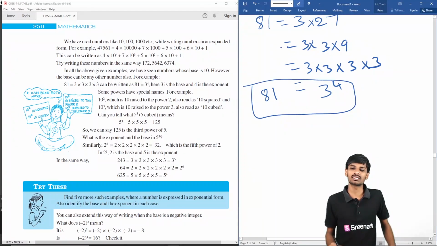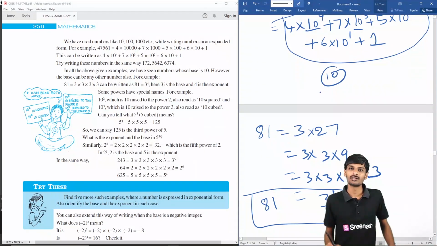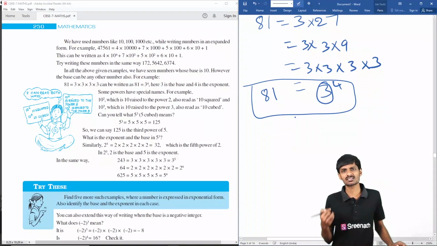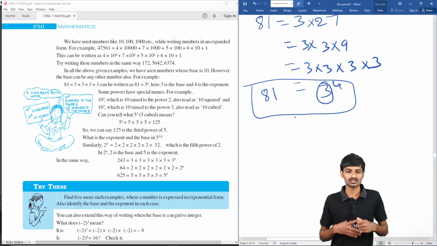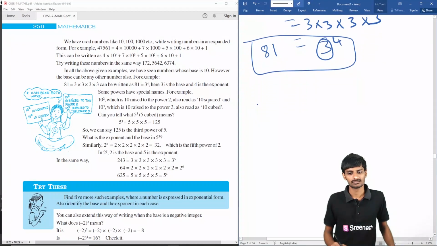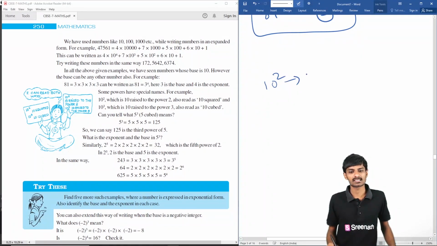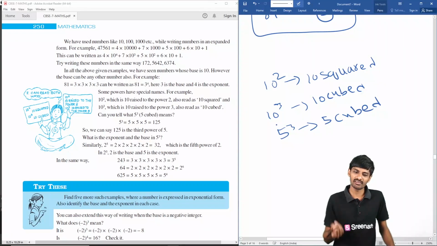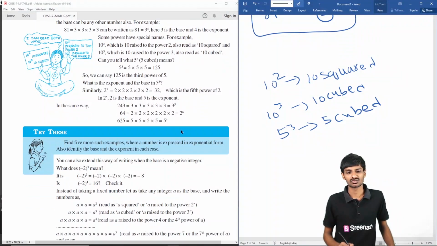So in the previous example, the base is 10. But it is not restricted to 10 only. You can take any base. Here the base is 3. So that is the scenario, students. Here the base is 3 and the power is 4. Sometimes 10 square is called 10 squared, and 10 cube is called 10 cubed. Like this, if there is 5 cube, we call it 5 cubed, and 5 squared. Like that, friends. Okay.